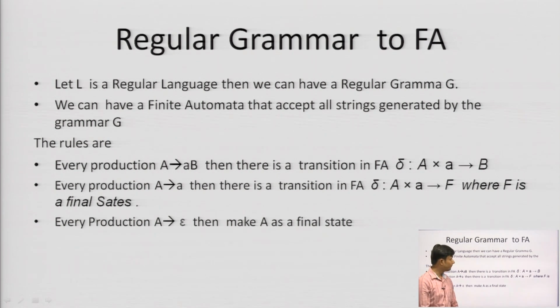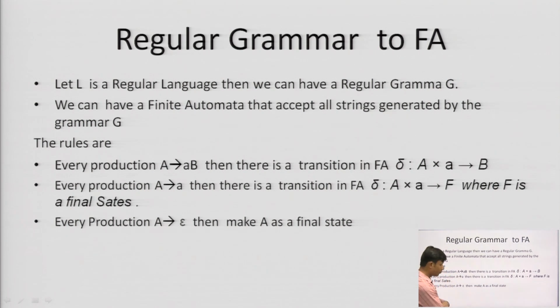Here we have a regular grammar G, which can be converted to a finite automata that accepts all strings generated by the grammar G. Let L be a regular language, then we can have a regular grammar. Since a regular language has a finite automata, from the regular grammar we can have a finite automata that accepts all strings generated by the grammar G.